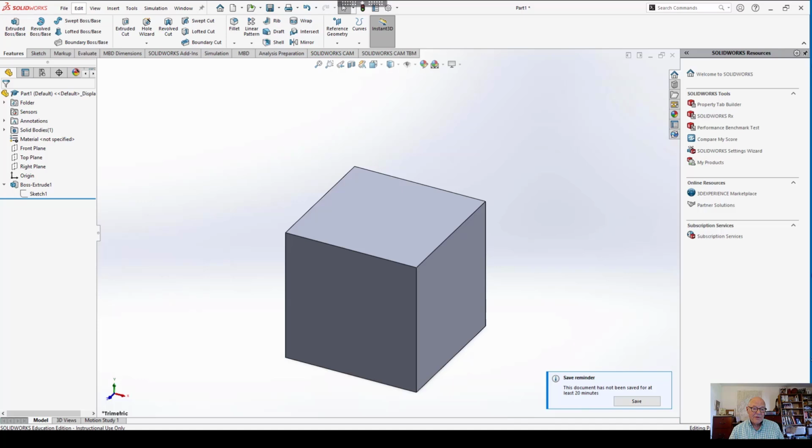So what I'm going to do, it says it hasn't been saved in 20 minutes. I don't really care. I'm going to throw this away anyway. So you can save it if you want though.